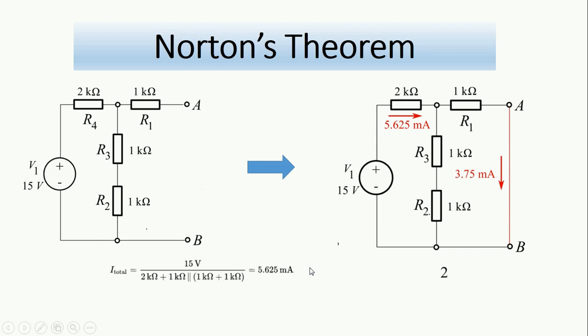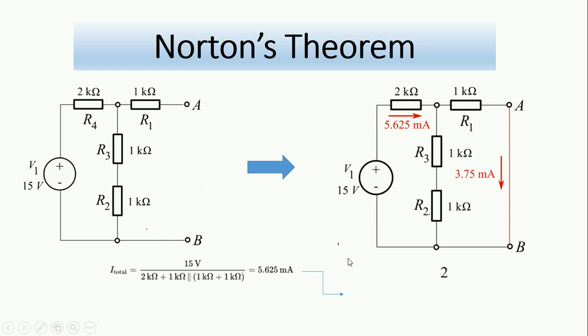So first of all, the total current is the supply voltage divided by the total resistance that we see. The total resistance, what we see here, is the R2 and R3. These two are in series, and together they are in parallel with the 1 kilo ohm, the R1, and all together they are in series with these 2 kilo ohms, and this gives us the value here.